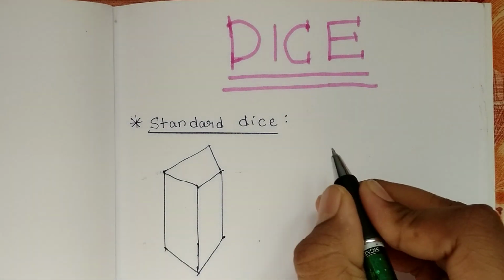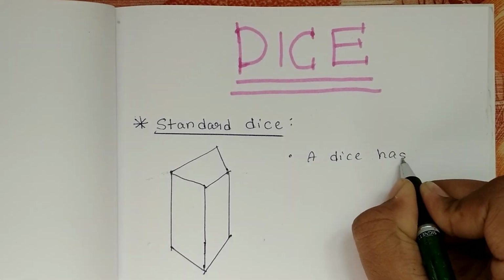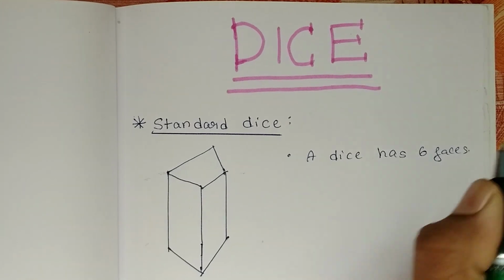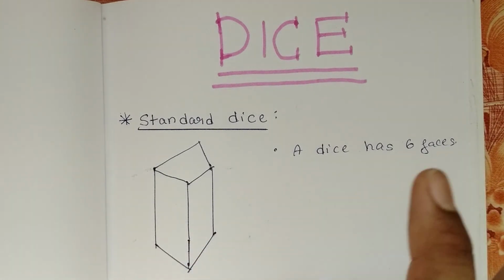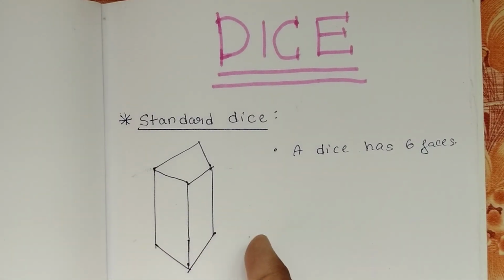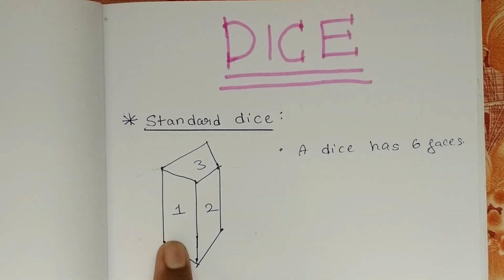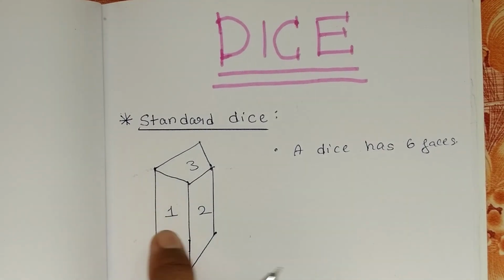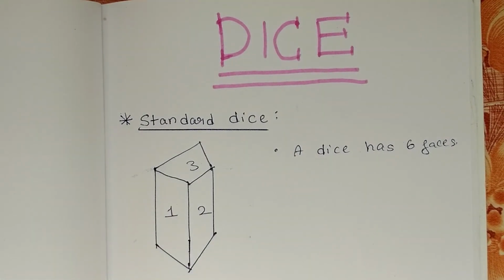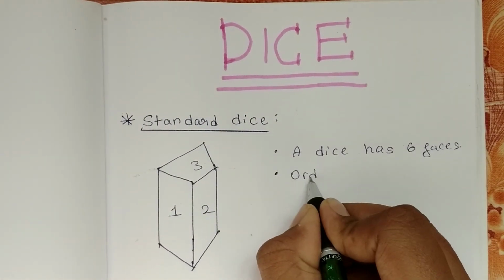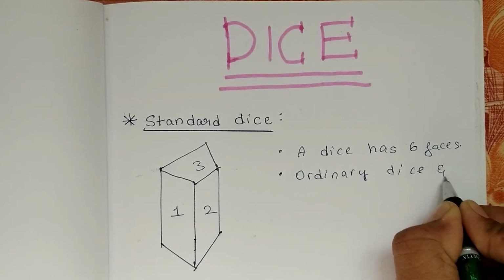Standard dice, as you know, a dice has 6 faces. First one we can write: a dice has 6 faces. This dice is also known as an ordinary die. And we'll write numbers here, 1, 2, and 3. So you can see in a dice only 3 sides we can see, that is the upper one, the left one, and the right one. This dice is also known as an ordinary die, and it is also called a standard die.